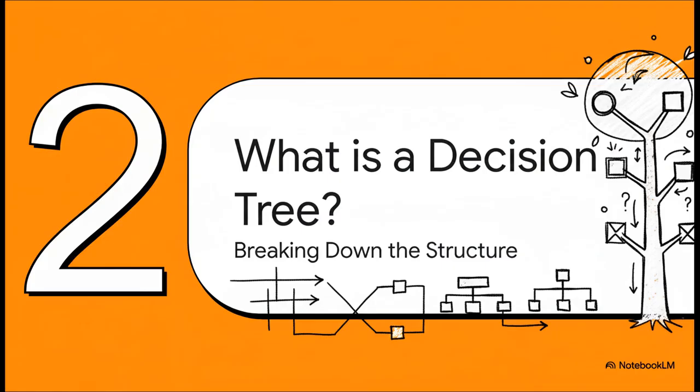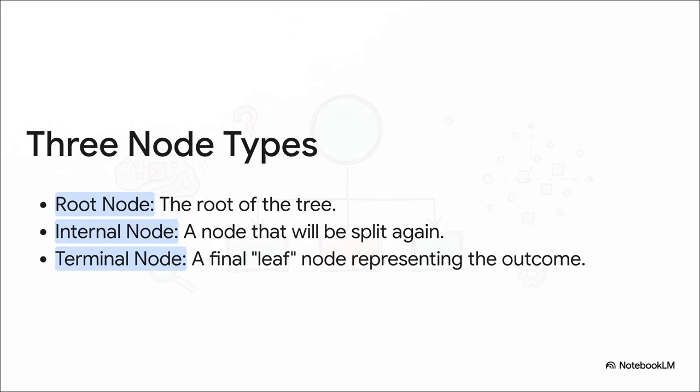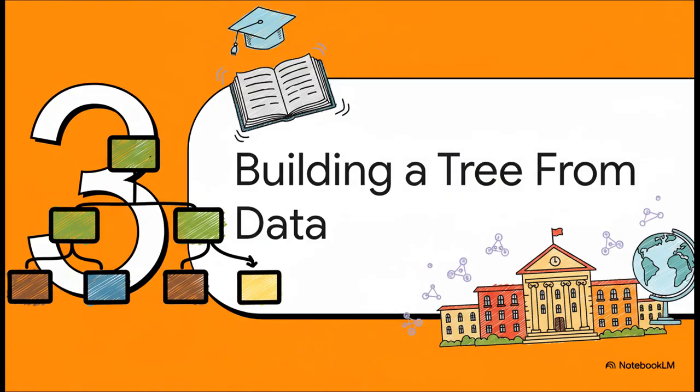Okay, so what does one of these trees actually look like? Let's break down the anatomy. It's surprisingly simple. Any decision tree you see is going to have three key parts. You always start at the top, at the root node. That's your very first question. Answering that question sends you down a path to an internal node, which is, you guessed it, another question. And you keep doing that until you finally hit a terminal node, which we also call a leaf. And that's it. That's your final answer. No more questions. All right, enough theory.